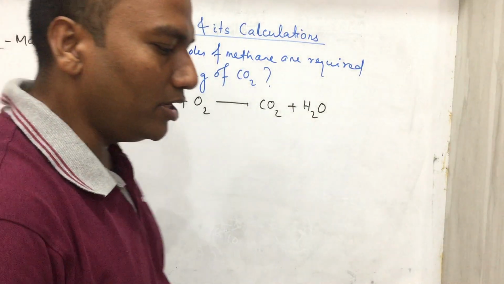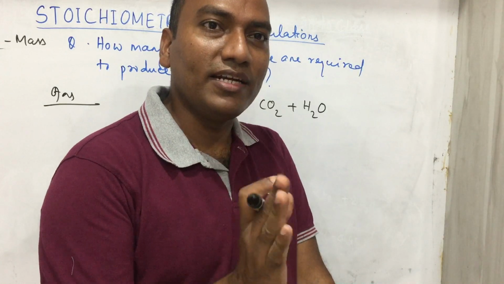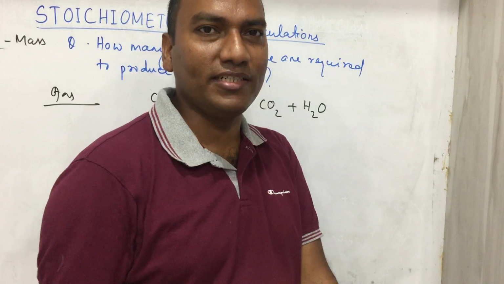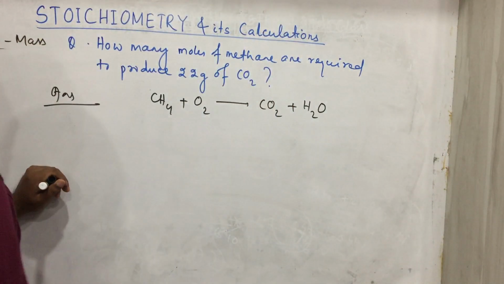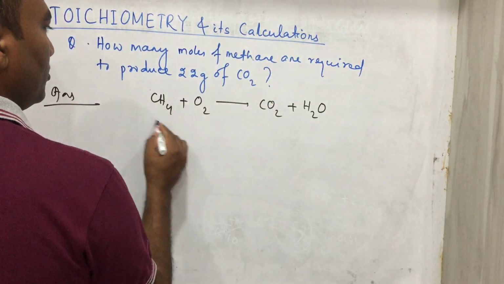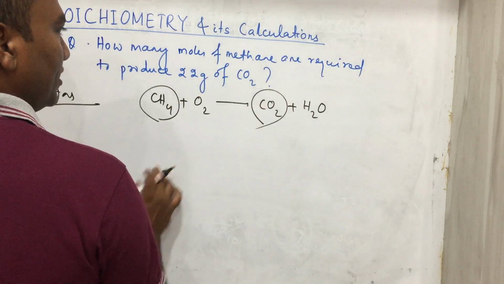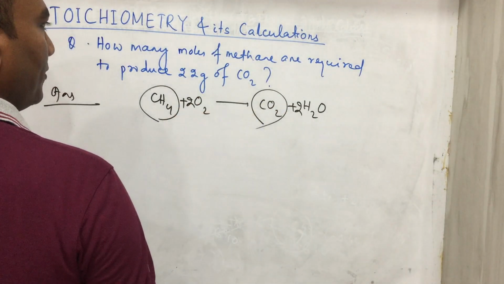But remember, when we are solving numericals, always check which data is given and what the question is asking, and only that mass you write. No need to write the total mass. So here the question is asking about methane and CO2. So only these two parts we write. First balance it. So methane, that is 2H2O, so it is 2O2.